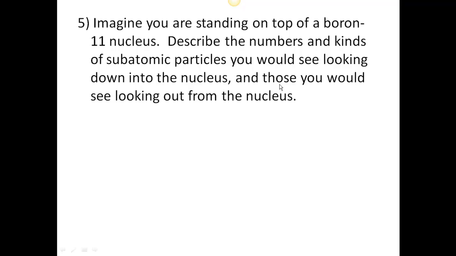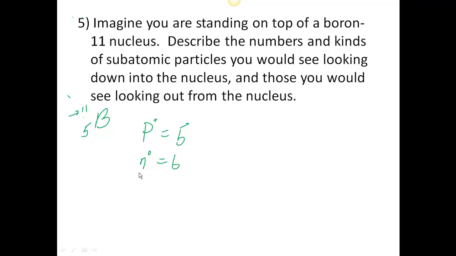Imagine that you're standing on top of a boron-11 nucleus. Describe the number and kinds of subatomic particles that you see. Well, now we have to look at what boron is. Boron is number 5, and we're told that this is an isotope with a mass number of 11. So we have to see 5 protons in the middle. We have to see 6 neutrons, because 5 plus 6 gives us 11.